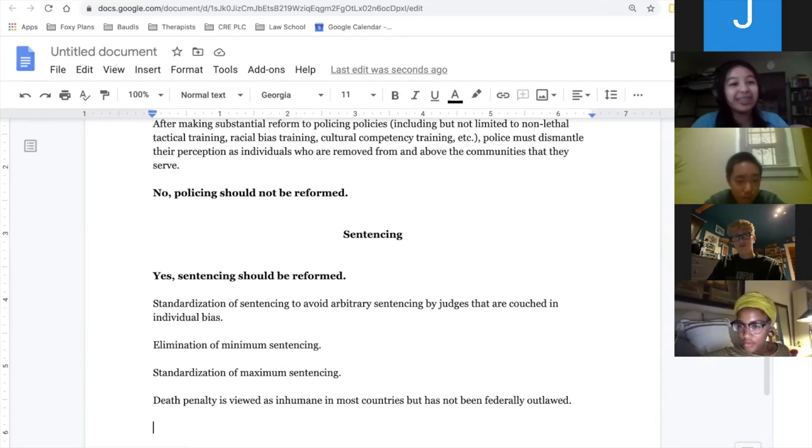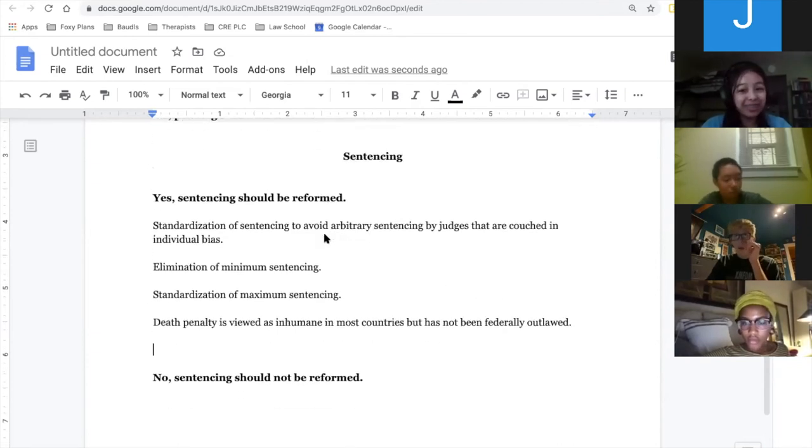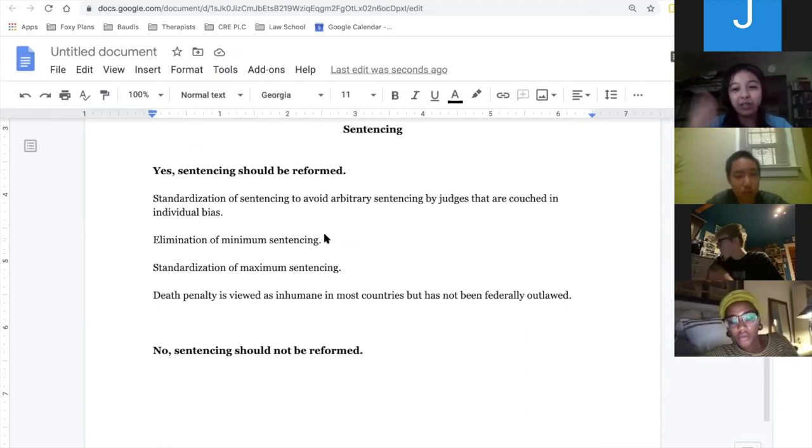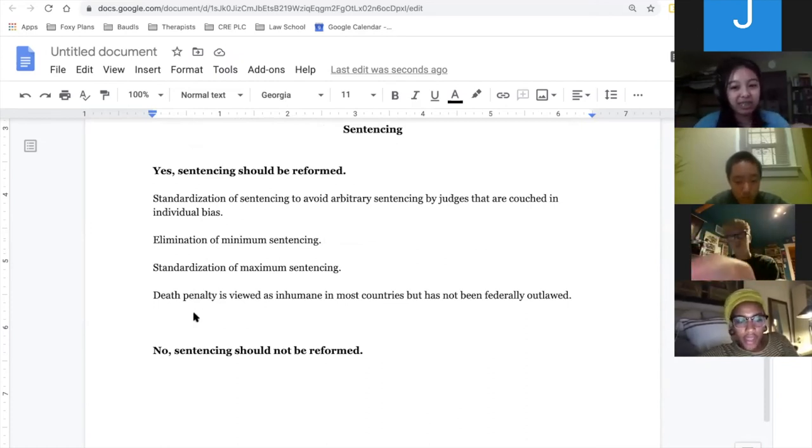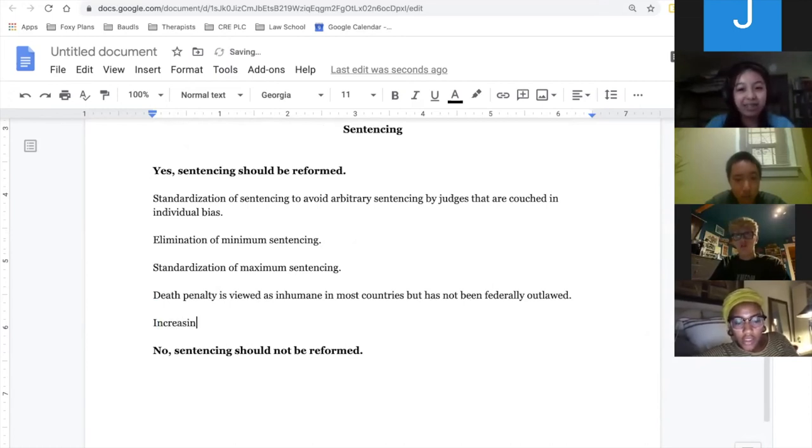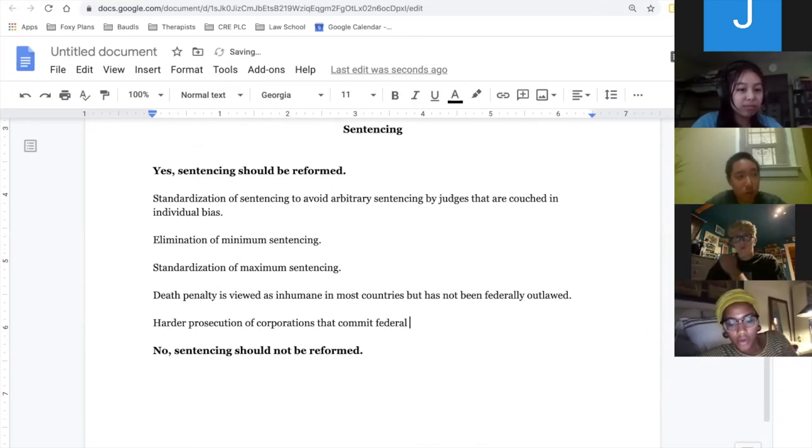Just on a different one, sentencing could be increased for companies that violate stuff. So for large scale companies, so harder prosecution of corporations that commit federal or state laws.